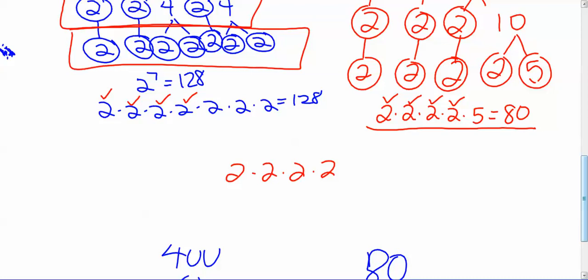Wait, 2 times 2 is 4. I'm missing one of the things. I forgot to bring down 1, 2, 3. No. 1, 2. What am I doing? No, I got it, it's the same. Am I right? Yeah. It's only 16? Yeah. That's it? Okay.